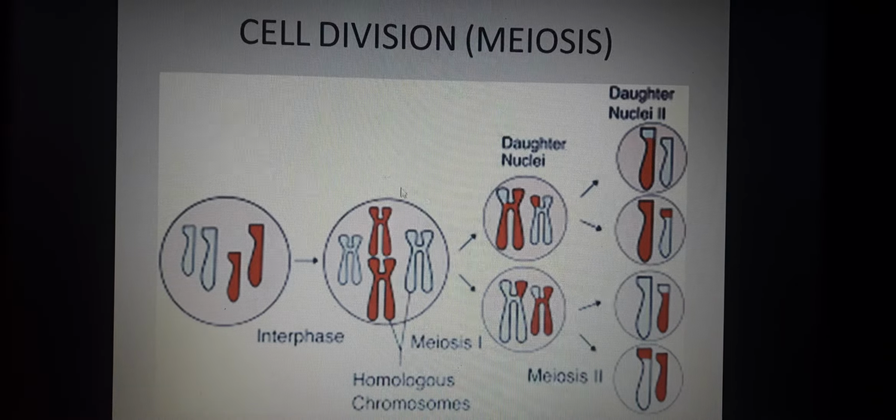Whereas in meiosis, from one cell 4 cells are formed, but the chromosome number is reduced to half. Therefore, it is called reduction division. Here you see there are four chromosomes. From the 4 chromosomes, each and every cell is formed with 2 chromosomes. Therefore, the chromosome number divides into half.